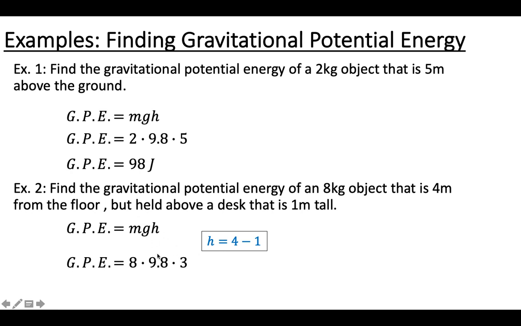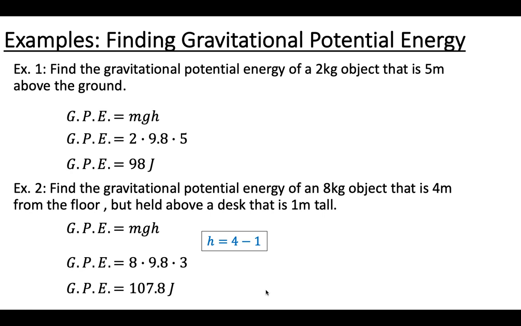g is 9.8, like it always should be. And then m, they told us that our mass is 8 kilograms, so put 8 in the m spot. And then just multiply to get the gravitational potential energy. 8 times 9.8 times 3. And from that, you should get 107.8 joules of GPE, gravitational potential energy.